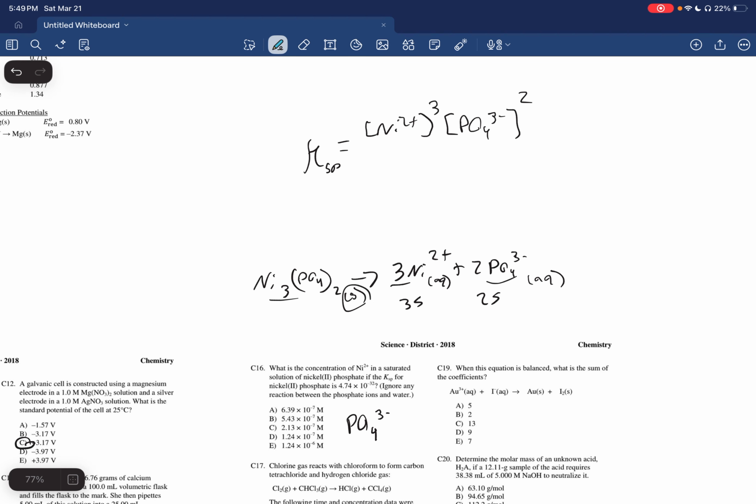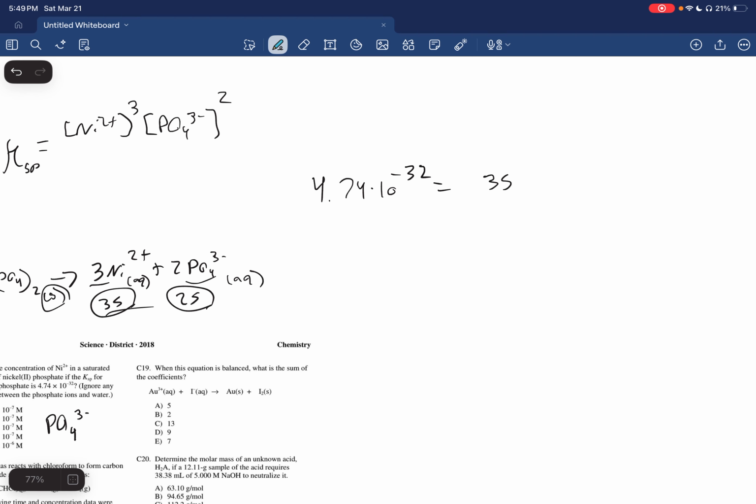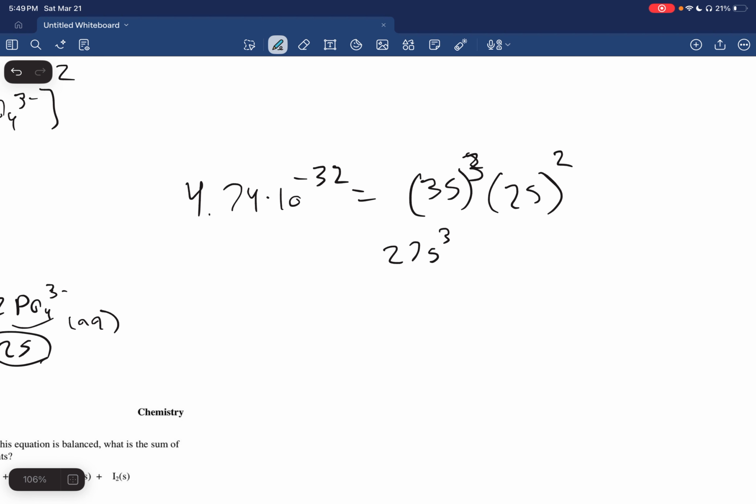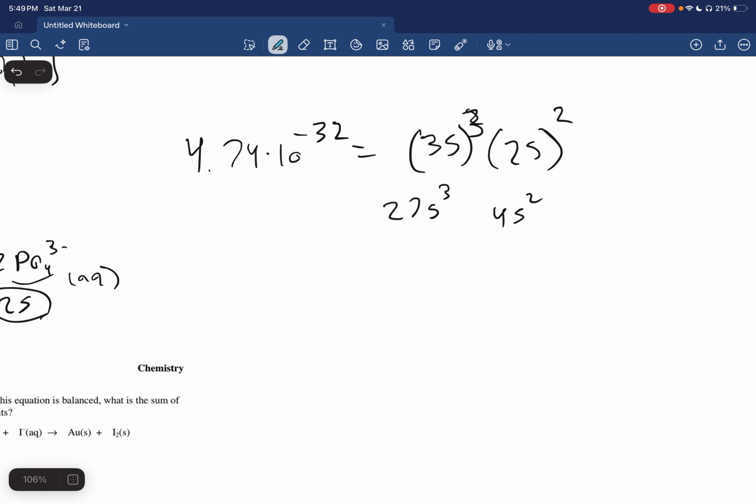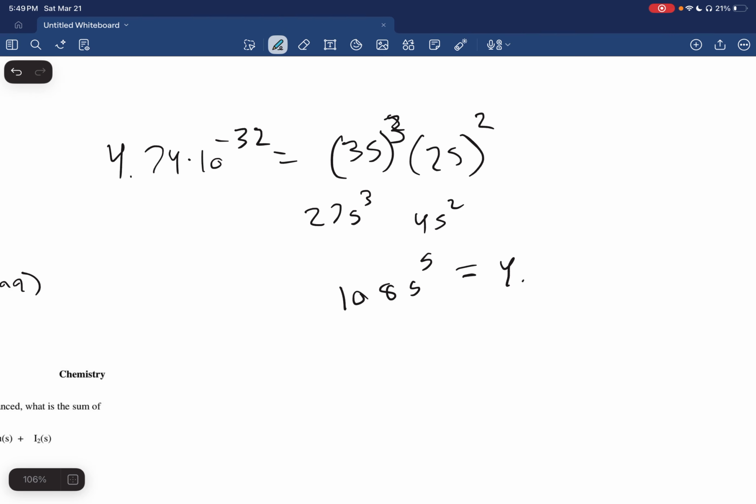I know my handwriting's really bad, but now we can say our Ksp, 4.74 times 10 to the negative 32, is going to equal, well, we just found that our concentrations when it dissociates are 3S, so we're going to have 3S cubed times 2S squared. Now we need to do a little bit of algebra. We'll come up with 27S cubed and 4S squared, and that's going to come out to 108S to the 5th, I believe. And that's going to equal our Ksp here.